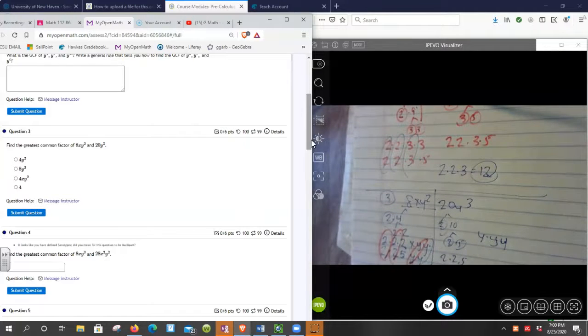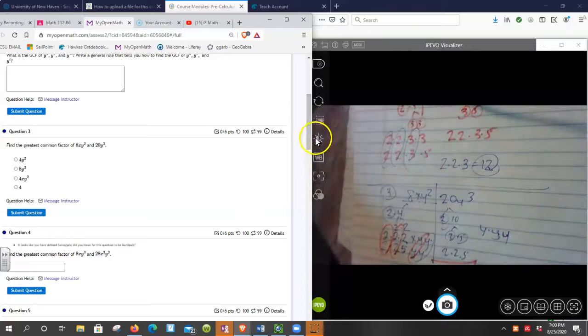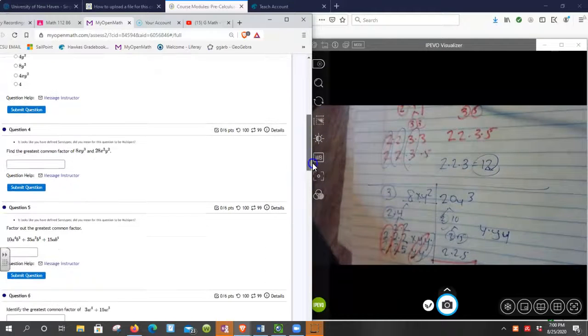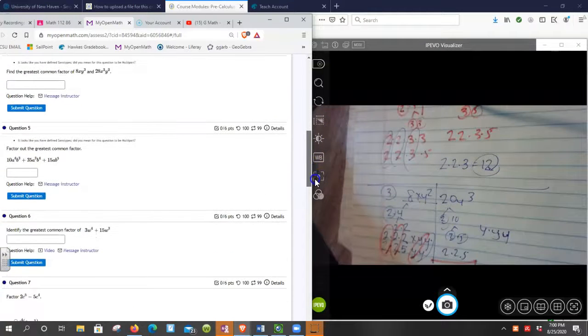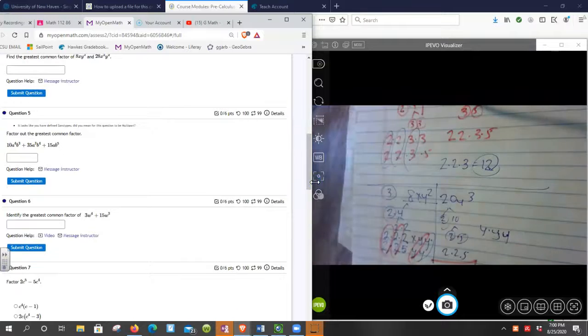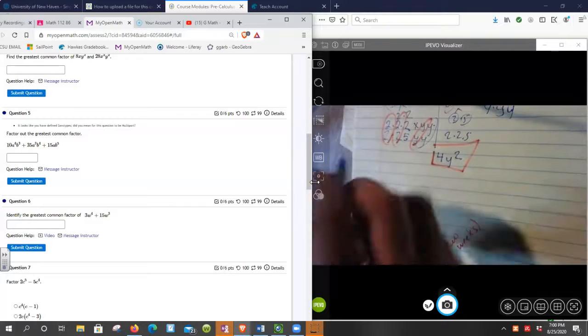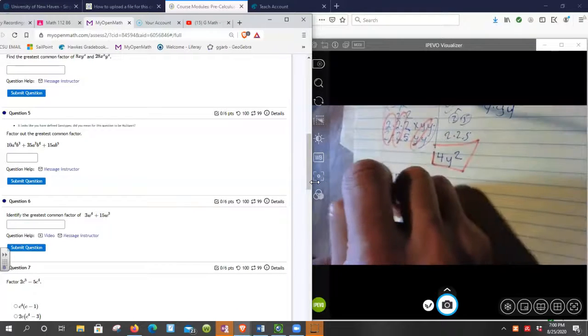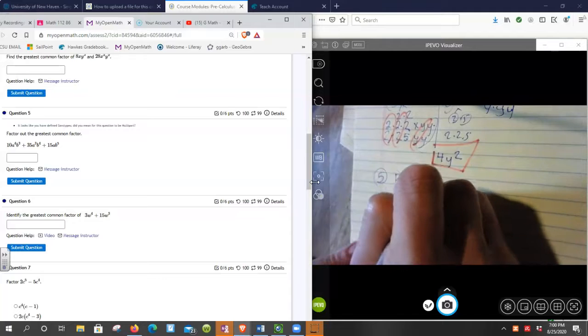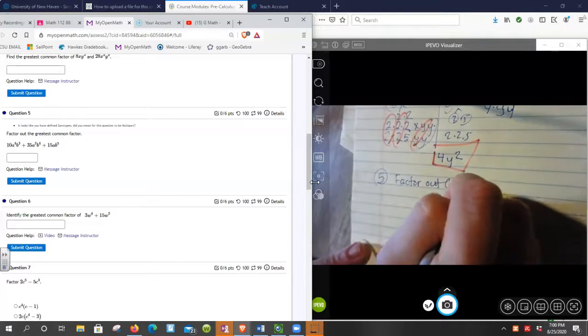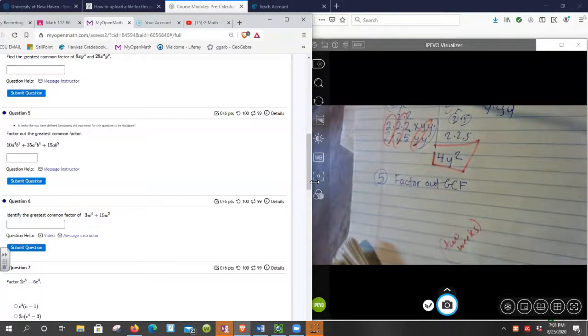Okay, there you go. So moving on down. Try to skip around to a couple of these. Factor out the greatest common factor. So for number 5 there, it says factor out. The greatest common factor is really dividing, right? So you're taking it out.